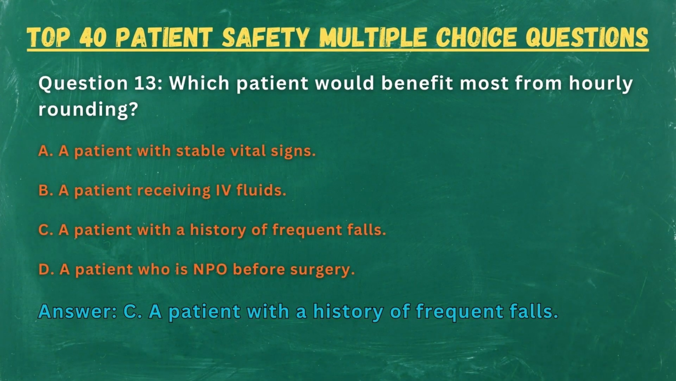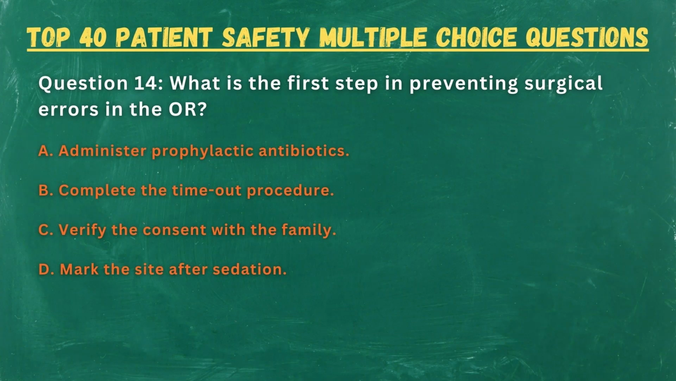Answer: C. A patient with a history of frequent falls. Question 14. What is the first step in preventing surgical errors in the OR? A. Administer prophylactic antibiotics. B. Complete the timeout procedure. C. Verify the consent with the family. D. Mark the site after sedation.